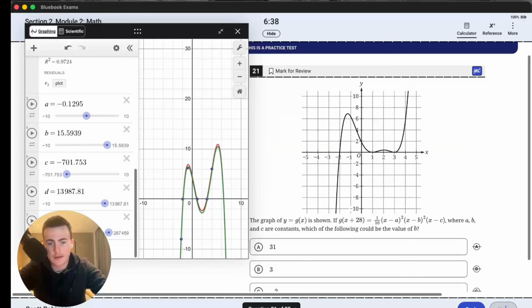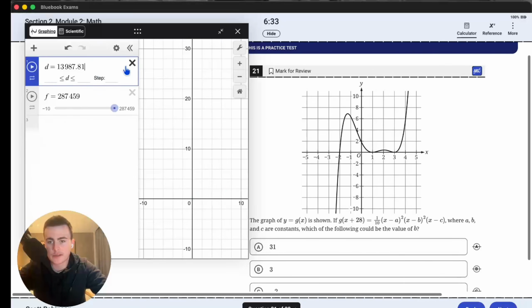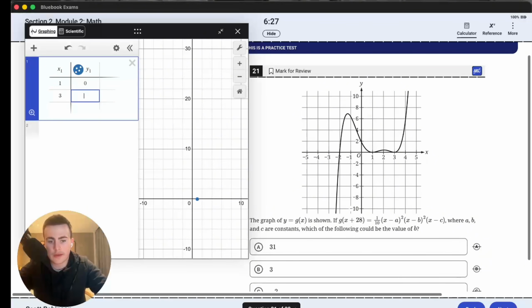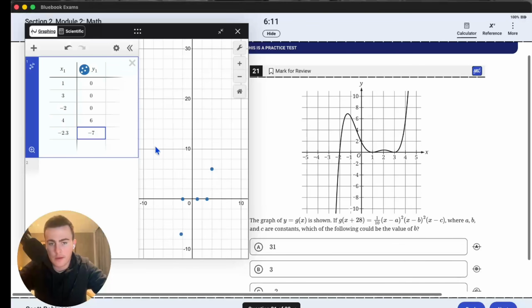That's easy. I did this. I got to figure this out. I'm used to copy and pasting these questions. Table. 1, 0. 3, 0. Negative 2, 0. 4, 6. Okay, and then we're going to do negative 2.3 and then negative 7. And then negative 1 is like 6.2. 6.3 we'll say.